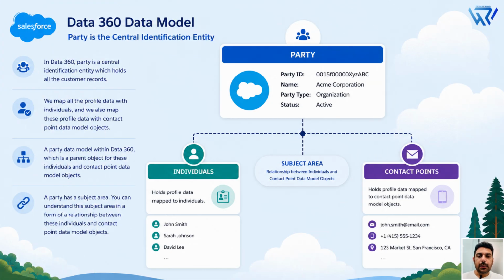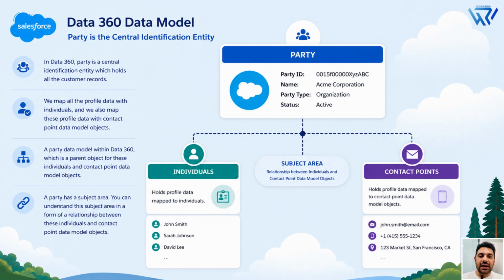In Data 360, party is a central identification entity which holds all the customer records. We know that we map all the profile data with individuals, and we also map these profile data with contact point data model objects. We have a party data model within Data 360, which is a parent object for these individuals and contact point data model objects.